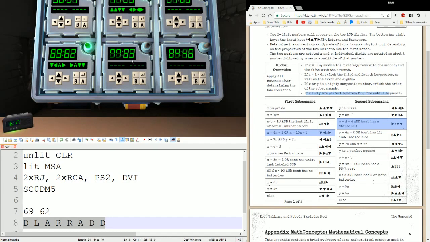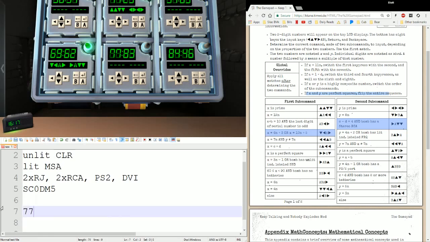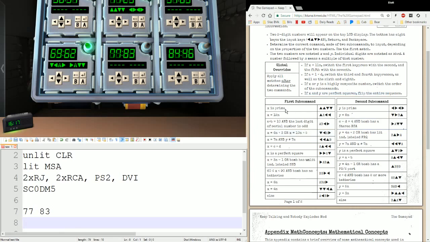7783. I like this one. 7783. Prime? No. X is not prime. 11 times 7. X equals 12n? Nope. 12 times nothing is going to give me an odd number. A plus b is 10? No, so I can stop right there.